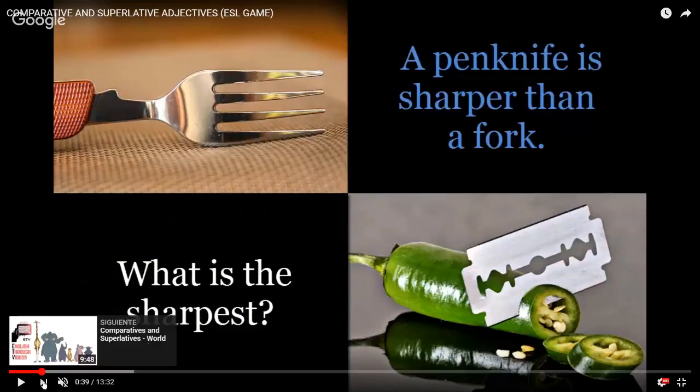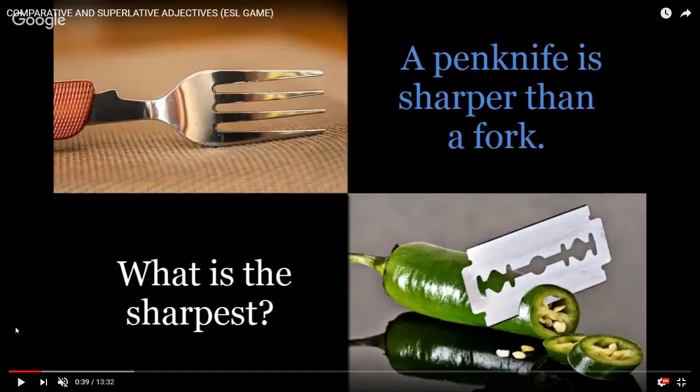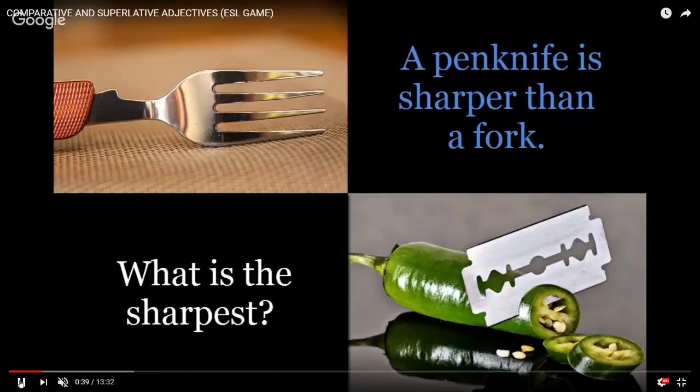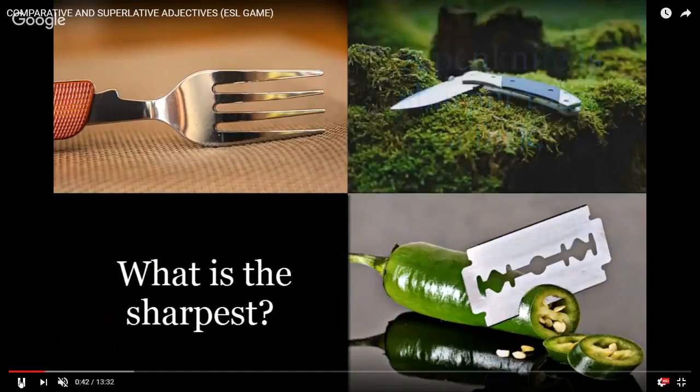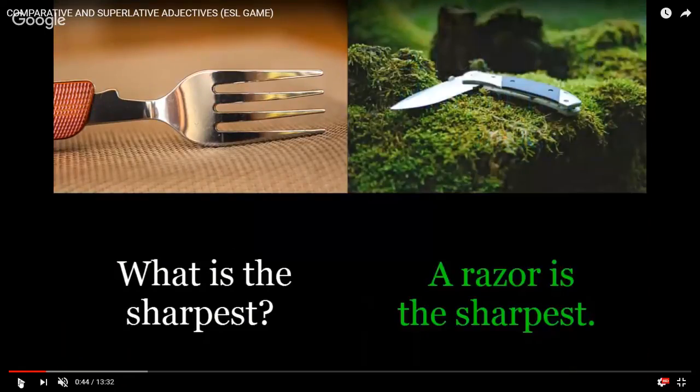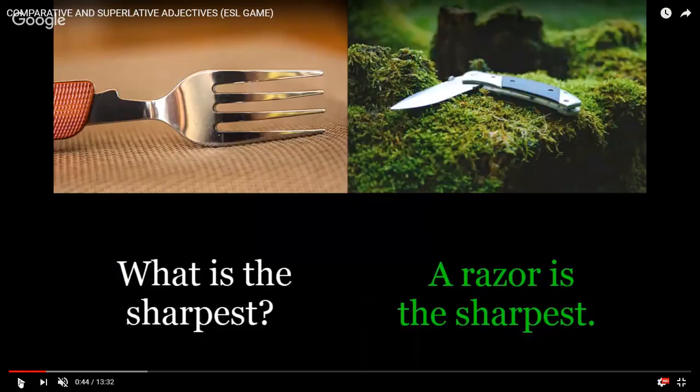Yes, you understand? And the third possibility will be the superlative form. What is the superlative? In this case, the razor, right? So, in this case, we are going to complete with the superlative form: a razor is the sharpest. Right? So we have the 3 forms, the basic, the comparative, and the superlative. Let's try to do it with a second example so we can clarify a little more. Okay. Next pictures.